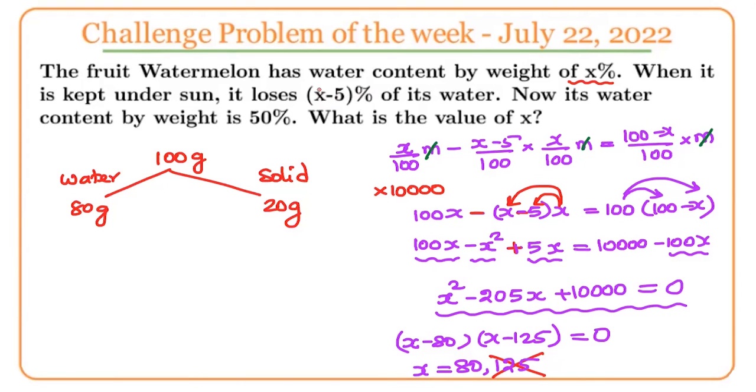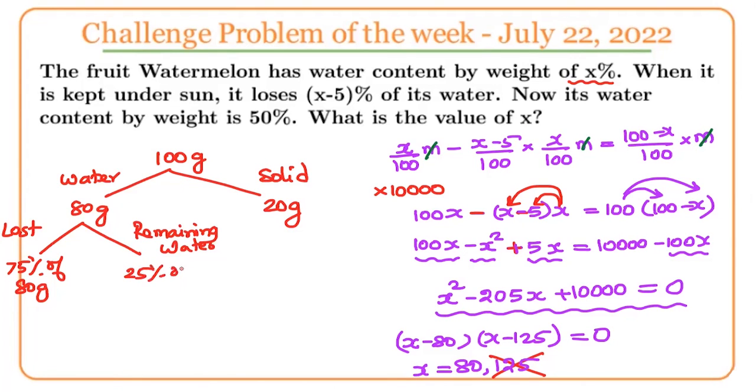x minus 5% of the water, that is 80 minus 5, 75%. So the amount of water that is lost is 75% of this 80 grams. Then obviously the remaining water is going to be 25% of this 80 grams. So 25% of 80 grams. Let's calculate both of these.